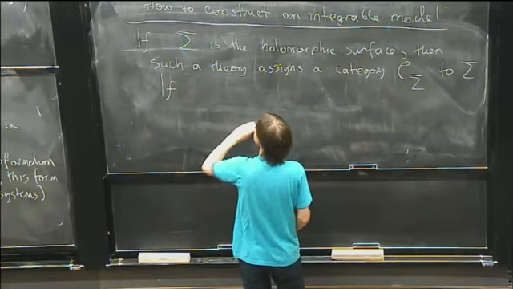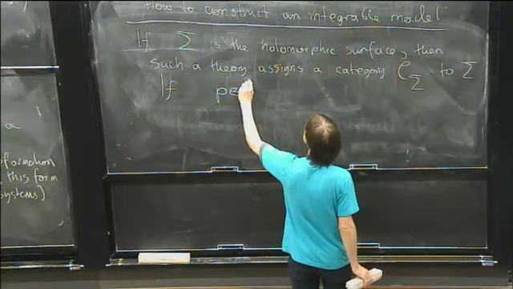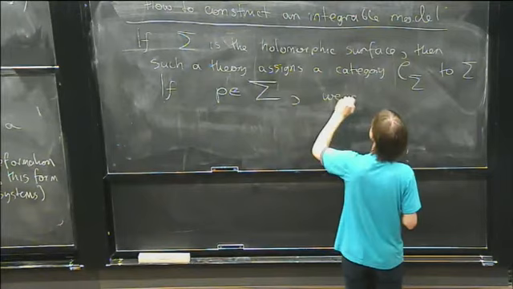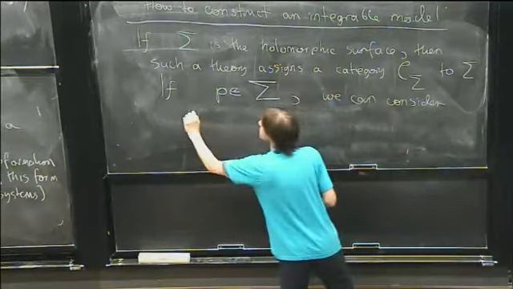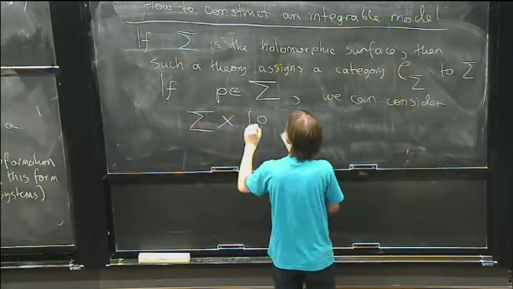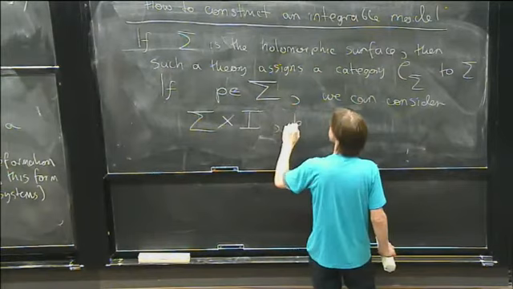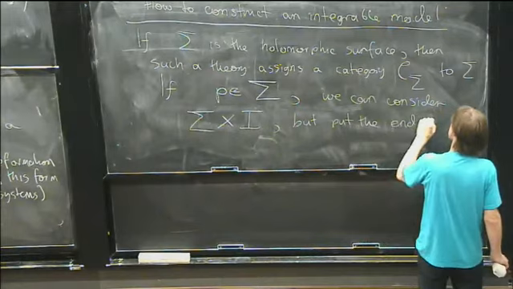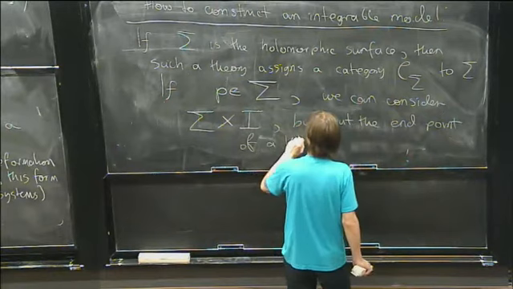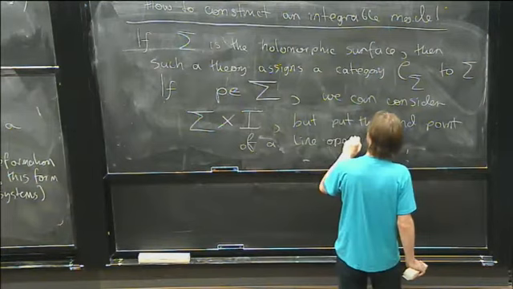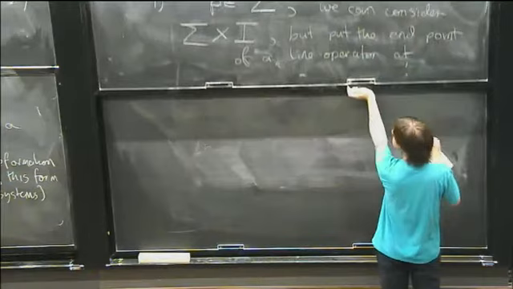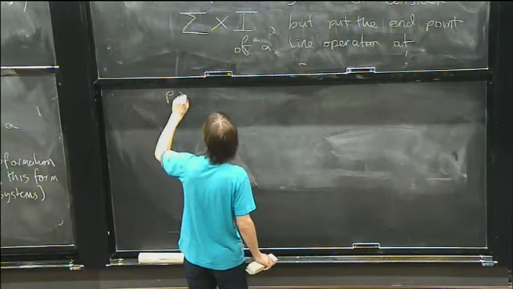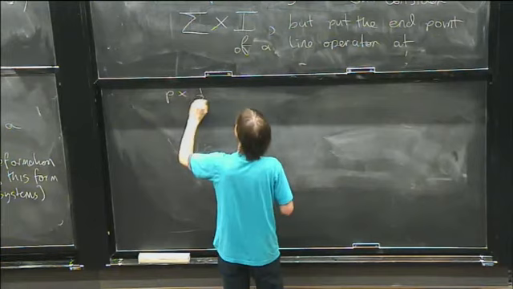If I take some point P in sigma, we can consider sigma cross an interval, but we put the endpoint of a Wilson operator, a line operator, at P cross the center of the interval, say. Aha. Right, so here's the picture.